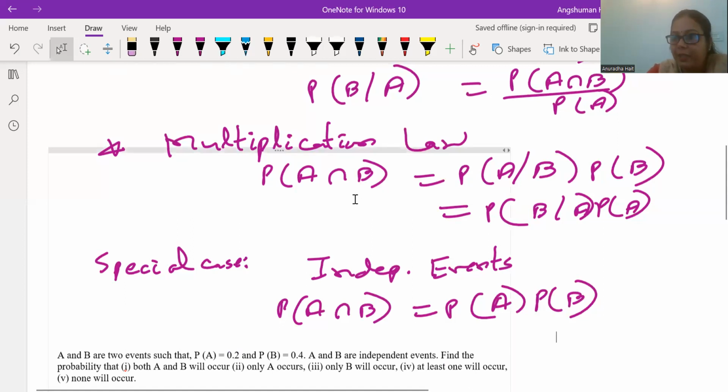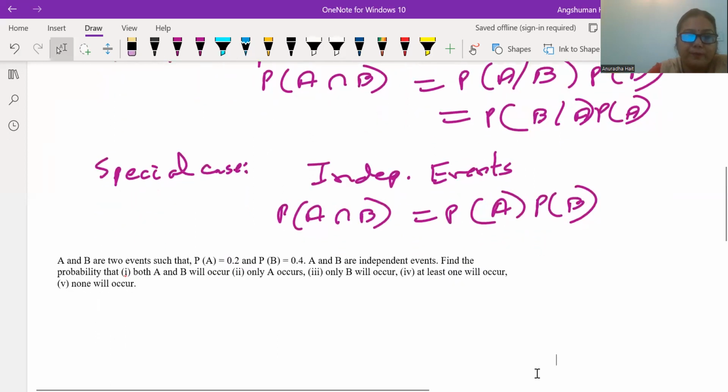Then we have done conditional probability. If one event depends on the other, then from conditional probability, we get multiplication law, which is this formula. And a special case: if A and B are independent events, they are not depending upon each other, then probability of A intersection B, which means both the events occur simultaneously, is equal to probability of A into probability of B. Now, depending upon these few laws, we are going to solve some problems.